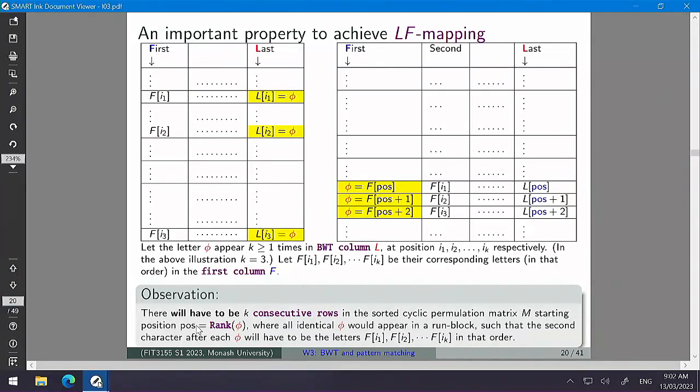So, where does this phi appear? This is the letter that we were tracking. This letter phi appears one or more times. In this case, it appears 3 times. There's a block of phi's that appear in the first column.